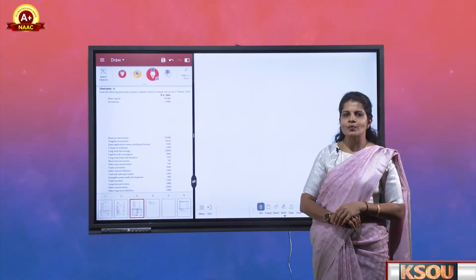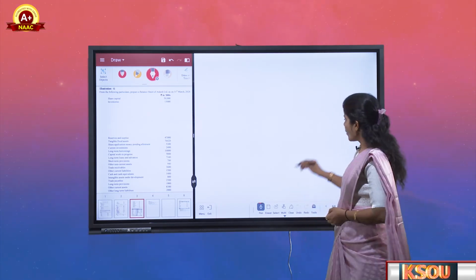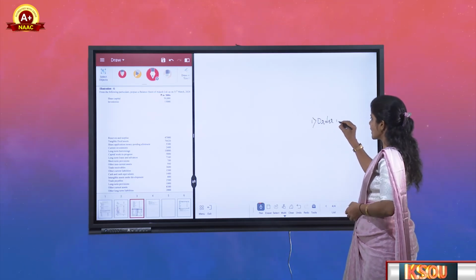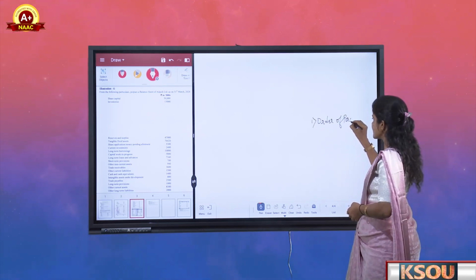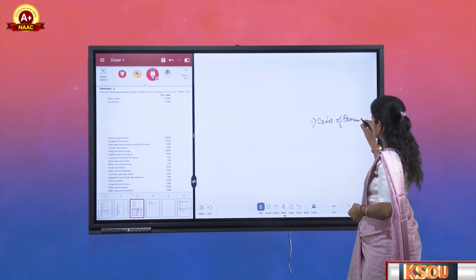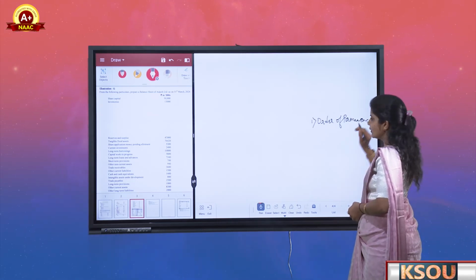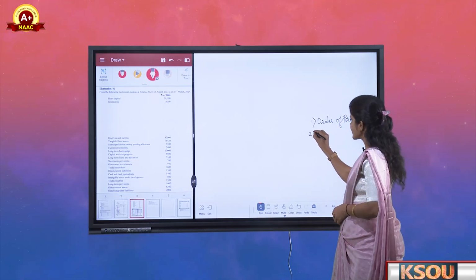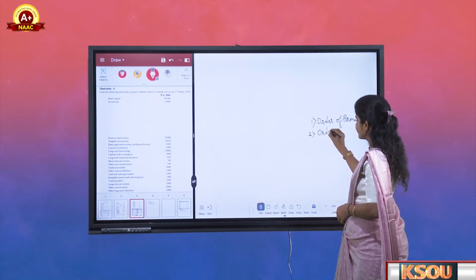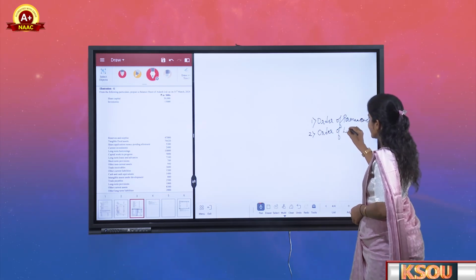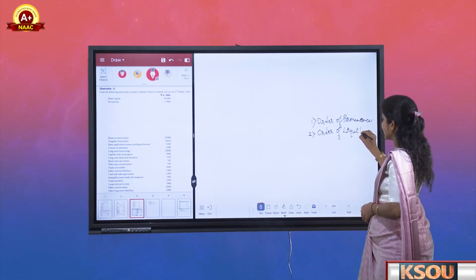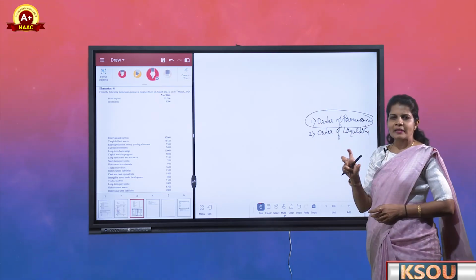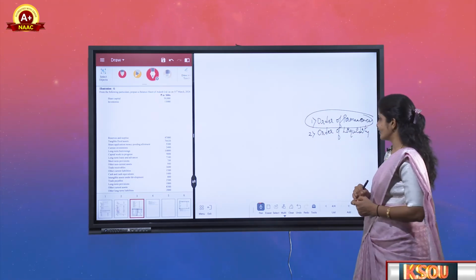Usually the balance sheet will be prepared in two ways. One is based on the order of permanence, and the second one is the order of liquidity. Usually in India we follow the order of permanence. What do you mean by this order of permanence and the order of liquidity?